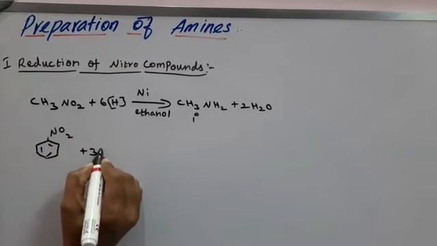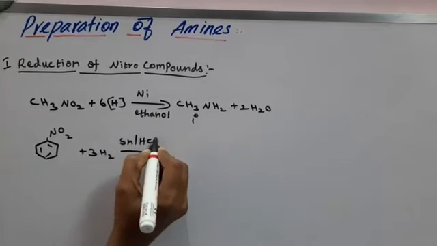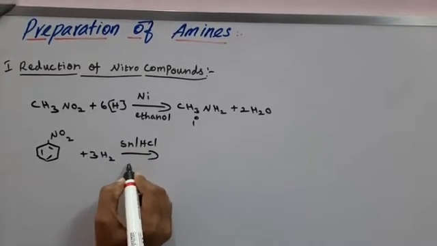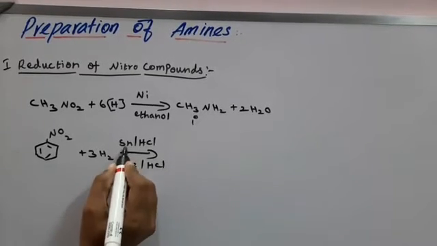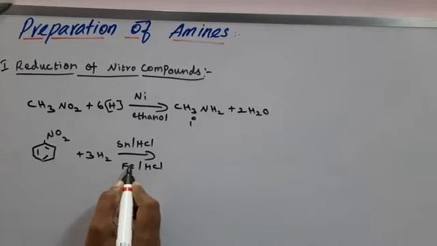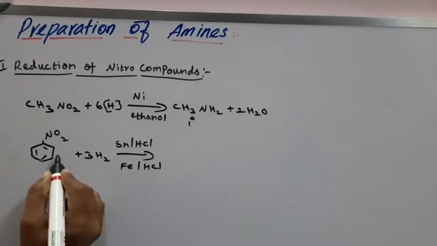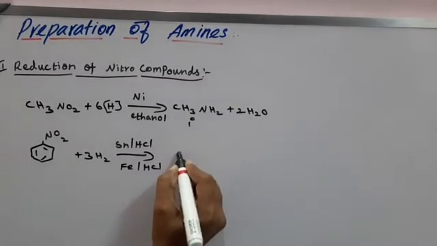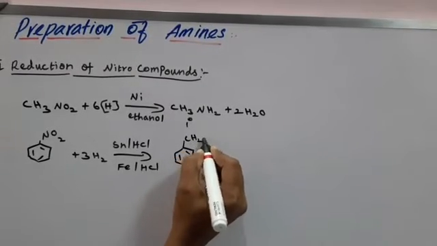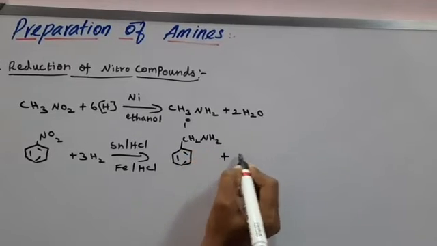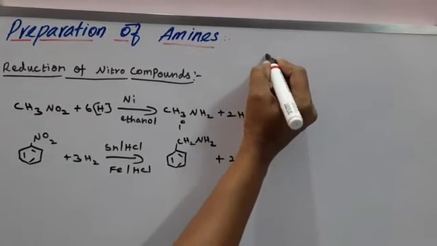in the presence of a suitable reducing agent like Sn/HCl or Fe/HCl. Tin with HCl or iron, it produces ferric chloride, so it is an initiator for the conversion of nitro compound to amine. Okay, so we can get CH2NH2 plus 2H2O.